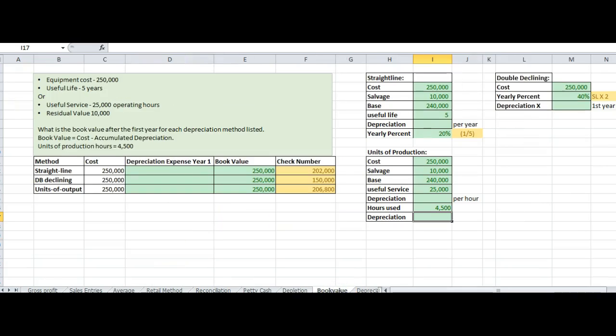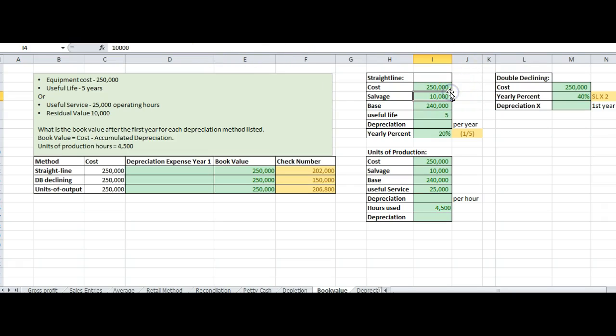Book value. Now this one, I can't believe you didn't get this one. Maybe I can. There's a couple of steps here. So now I got to figure out, and I give you these check figures here. You have to figure out the depreciation expense. So, straight line.